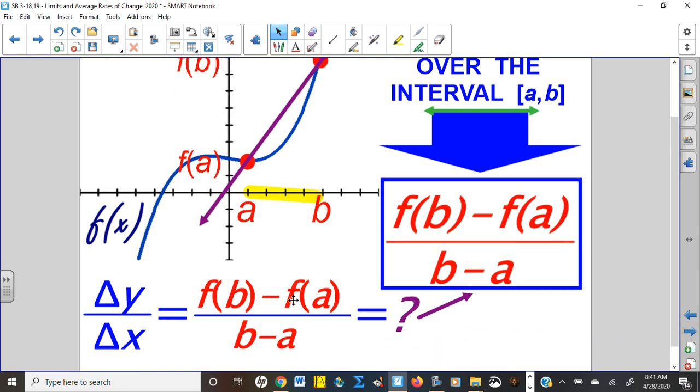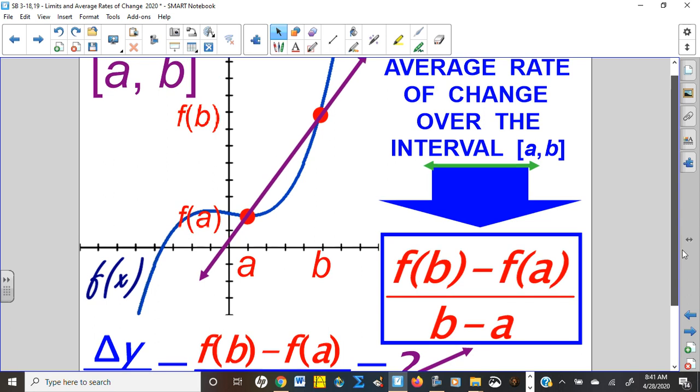A lot of books will have y2 minus y1 over x2 minus x1 for the slope formula. And so what they're telling you is it doesn't matter which point you call point 1 and point 2, you'll still get the same slope. I guess we could make the same argument here. We could do f of a minus f of b over a minus b and still get the same average rate of change. So keep that in mind, that you don't have to know which point is A and which point is B. Usually the point that you start at to the left is A, and then B is to the right, but you could subtract them in a different order and still get the same answer.